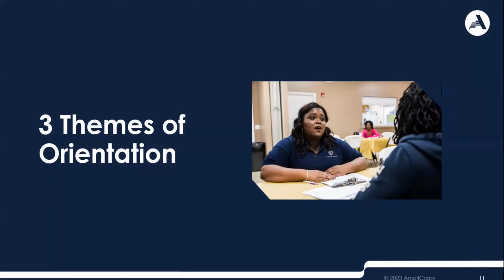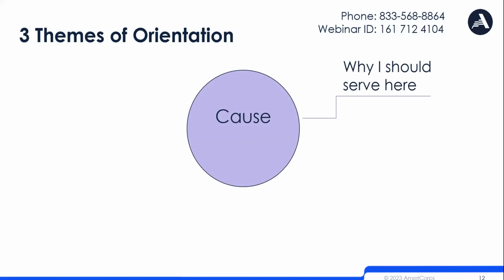Now we're going to explore three themes, three overall ideas or themes that should be covered in your member orientation. The first one is cause orientation, and this one provides information that conveys the purpose of the organization. The elements in this theme answer the question for the member, why should I serve here?